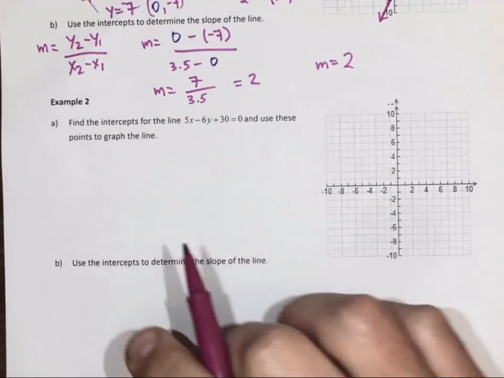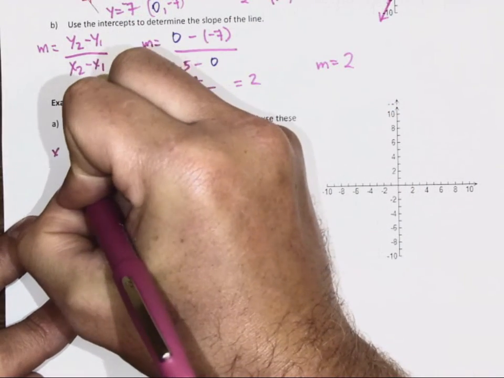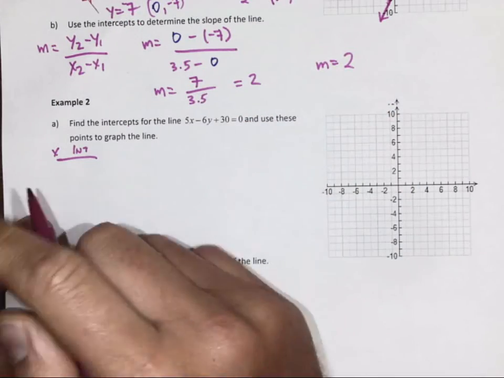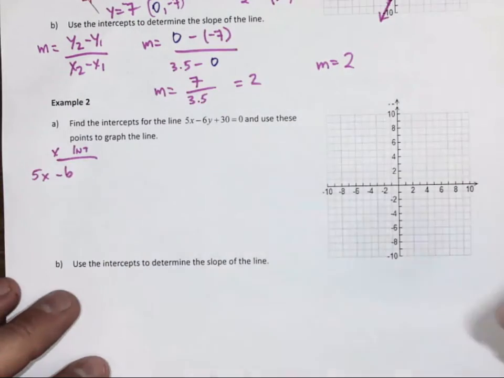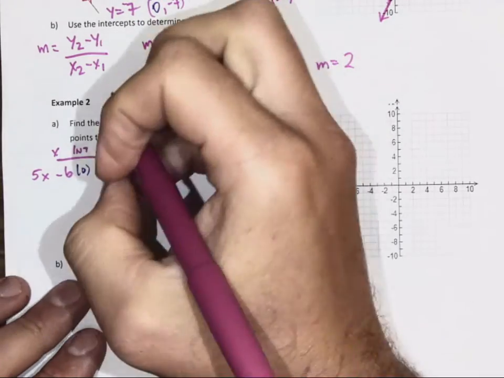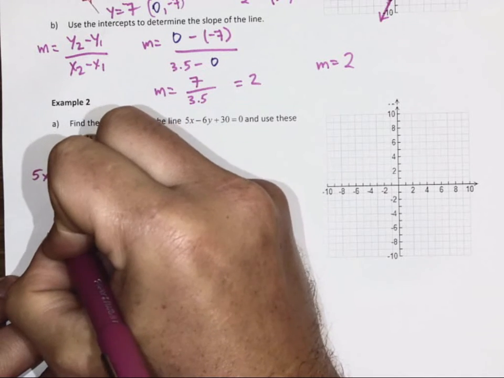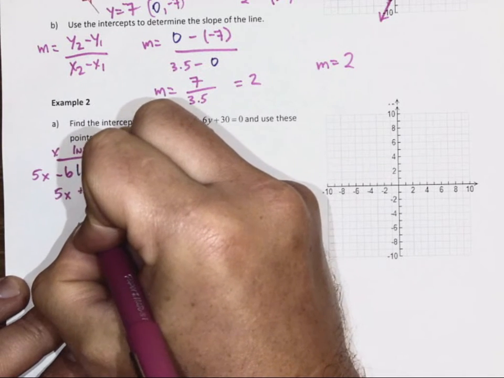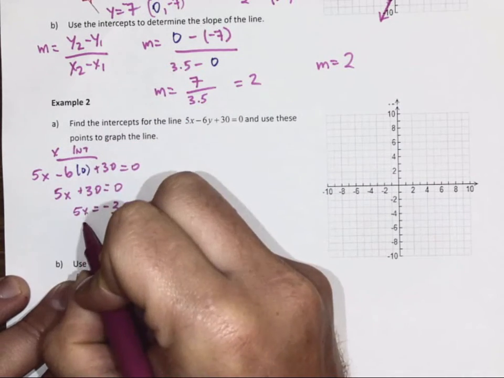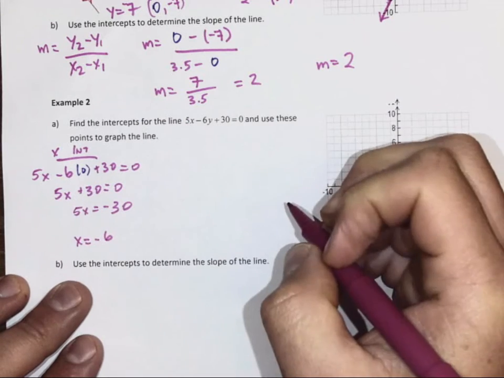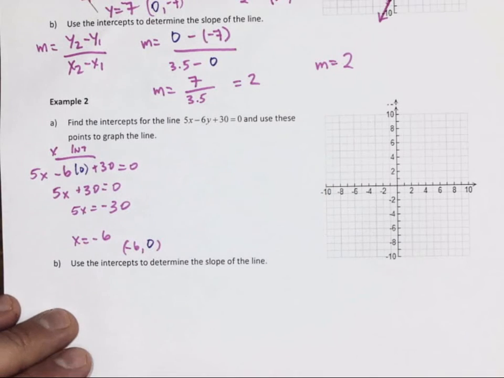All right. Find the intercepts for this line and use them to plot the graph. So again, I'm going to do x first. X comes before y, so let's do x-intercept. X-intercept, y is equal to 0. So let's sub that in. 5x minus 6 times 0 plus 30 equals 0. Negative 6 times 0, 0. 5x plus 30 equals 0. 5x equals negative 30. Divide by 5, divide by 5. X equals negative 6. So again, that's a point, negative 6, 0.